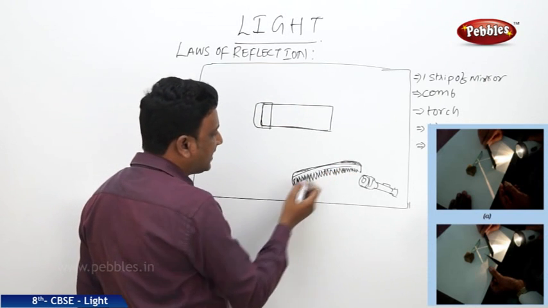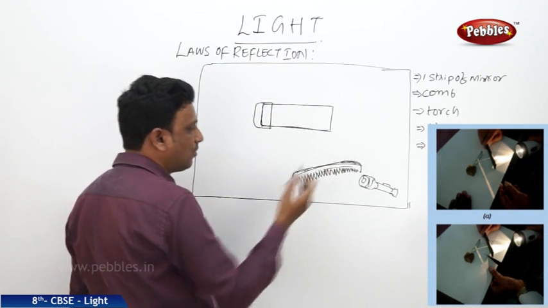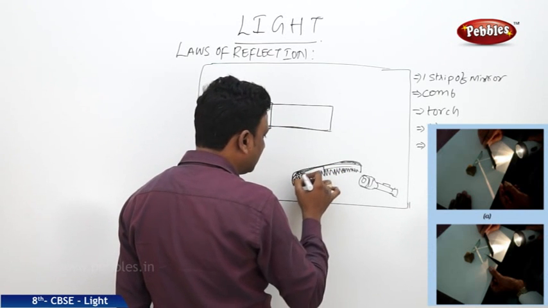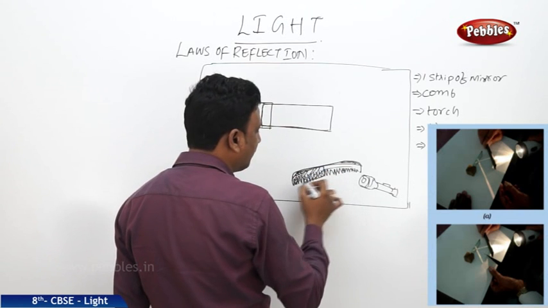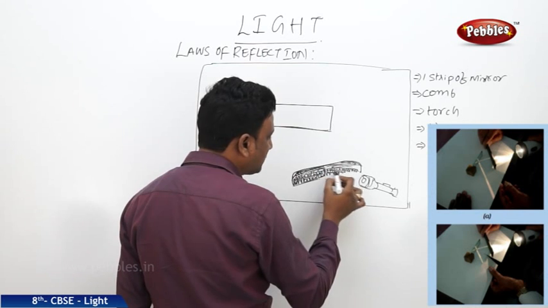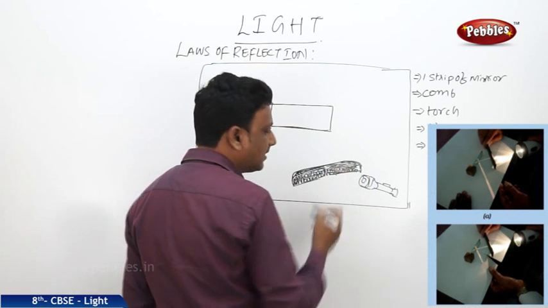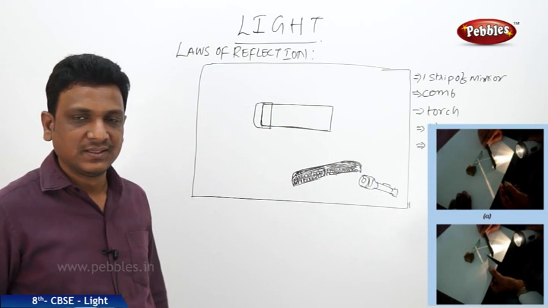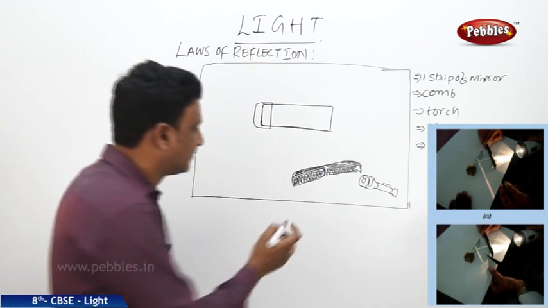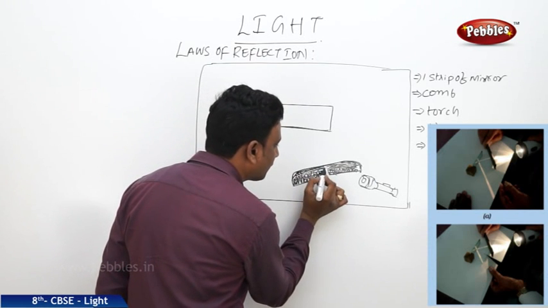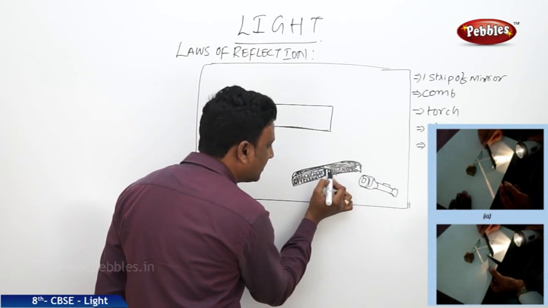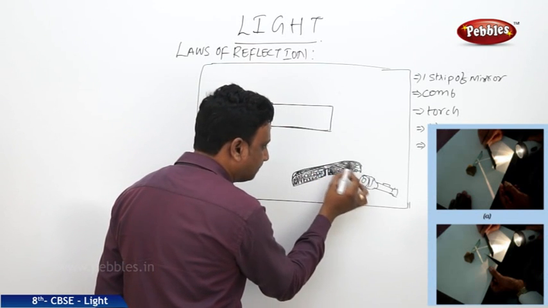See that this is standing. Now place a comb here, and cover the comb with the help of a black paper or black chart. So everything is covered, except the distance or the difference between two teeth. Your comb will have teeth, so you have to leave only the gap between two teeth. This gap. The rest should all be covered with black paper.